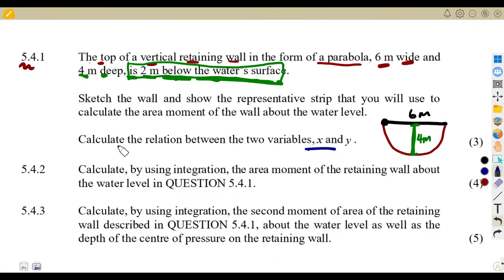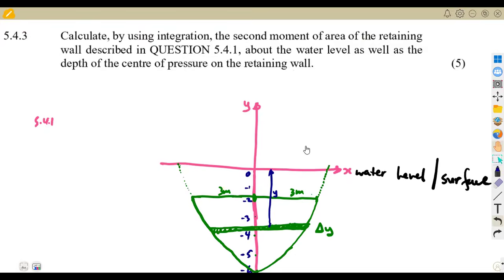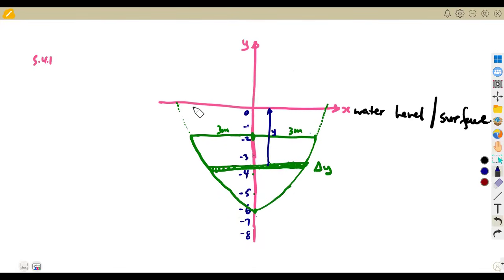Okay. So the question is, calculate the relation between the two variables x and y. We need the relationship between x and y, so definitely we need the equation of the function that we're talking about. This is a parabola. So we are going to take advantage of the points which are visible on our parabola.